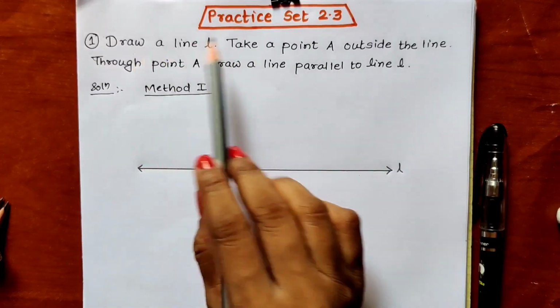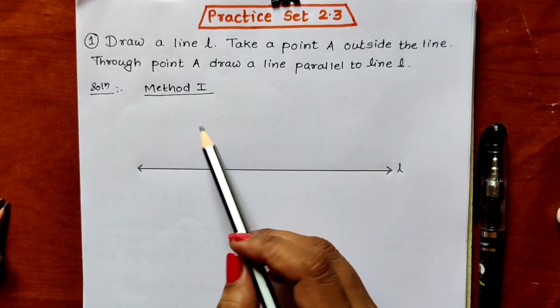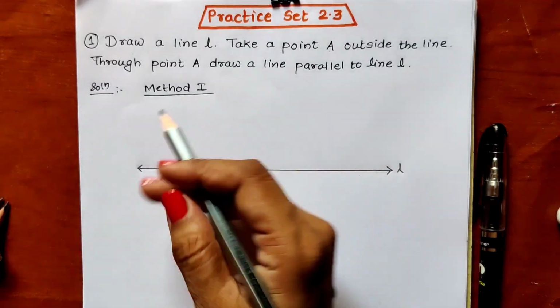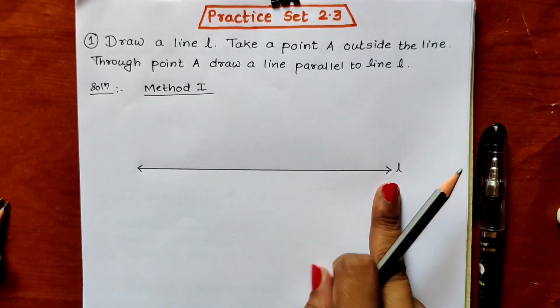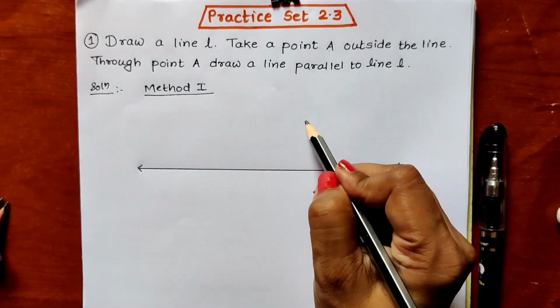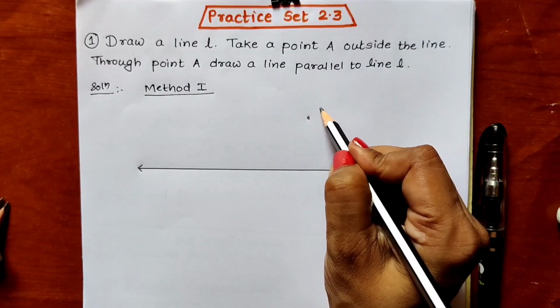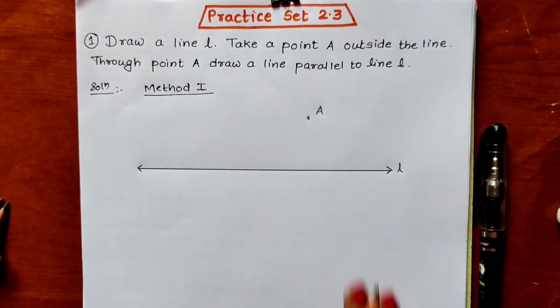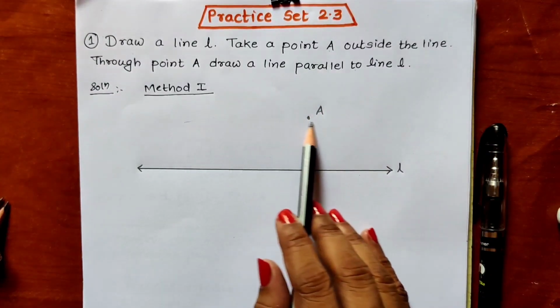And after that take a point A outside the line. We can take point A outside this line. You can take upside, downside, anywhere, but it should not be on the line. It should be outside the line. So I will be taking here point A. Okay, this is my point A. Now I will be drawing a parallel line passing through this point A.